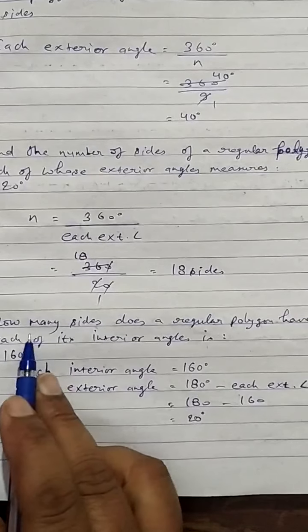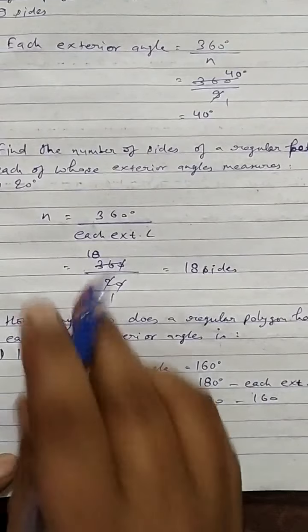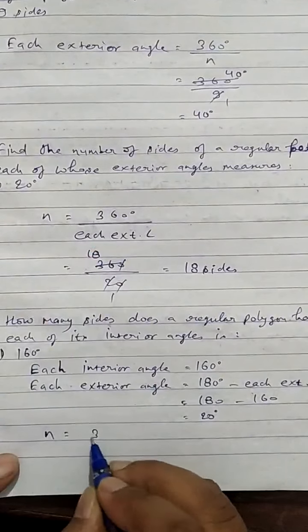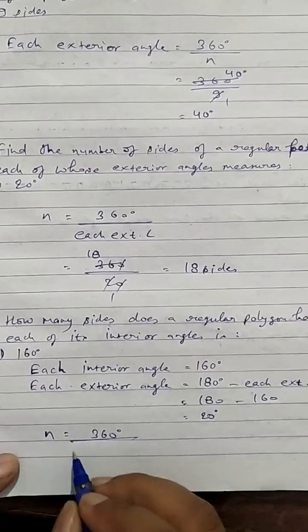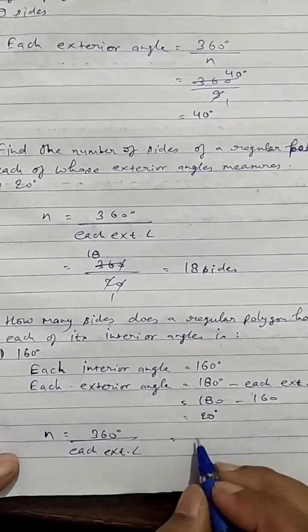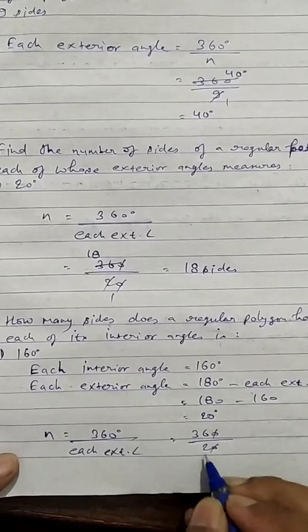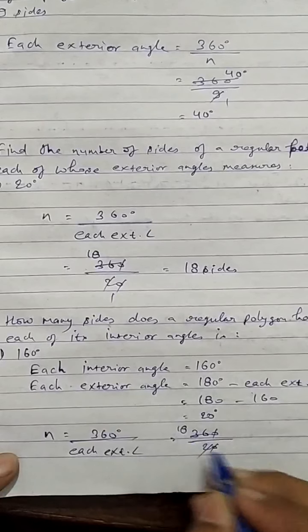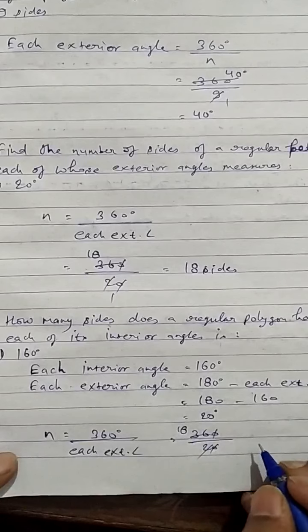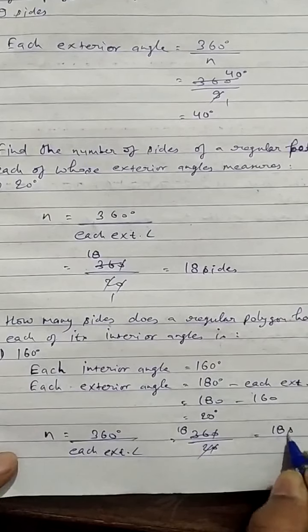Now you have to find the number of sides. So the formula is this one: 360 upon each exterior angle. So 360 upon 20, you will get 18. The answer is 18 sides.